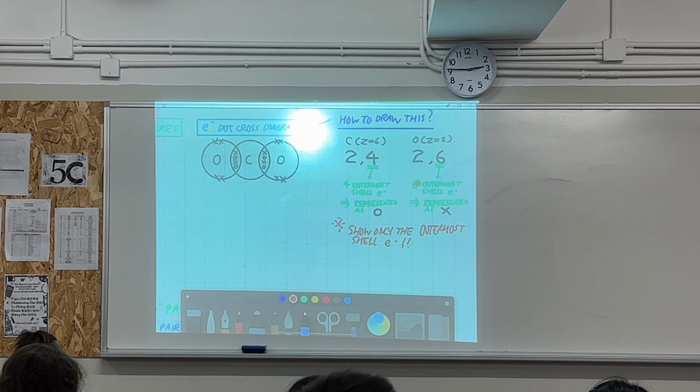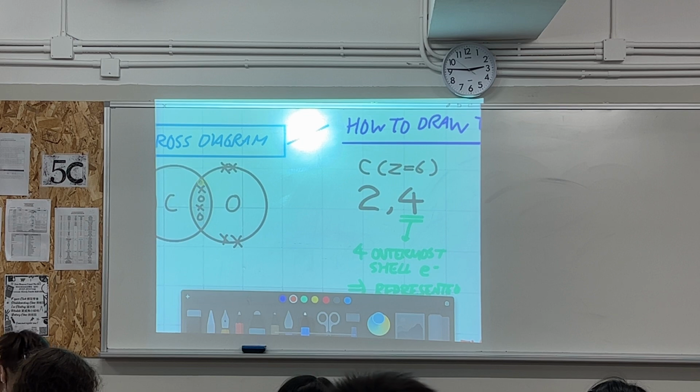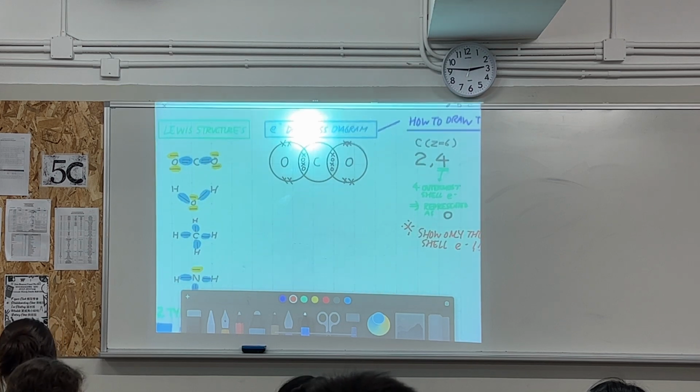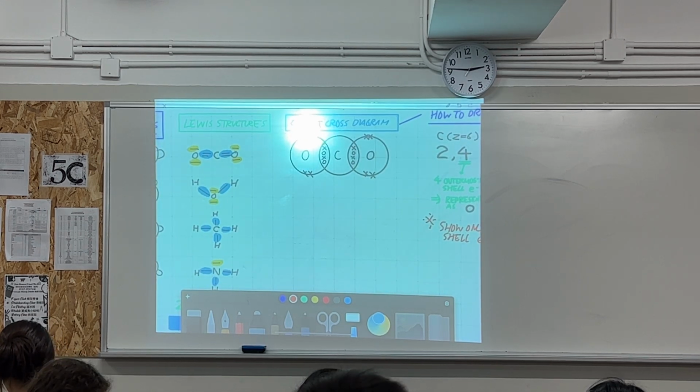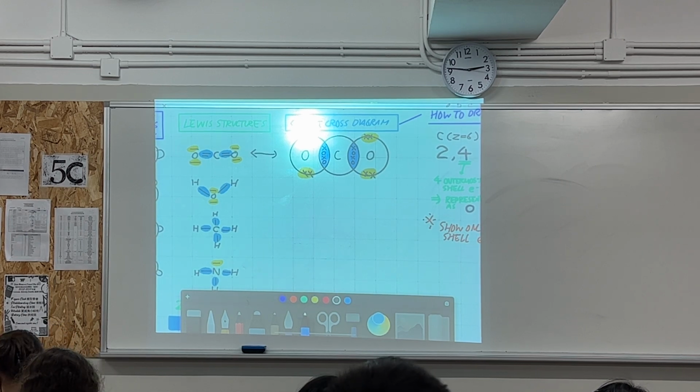Oxygen has 6 outermost shell electrons, which means there should be 6 crosses. If you count, just focus on this oxygen. You see 1, 2, 3, 4, 5, 6. So what's the difference between putting electrons outside the overlapping region and inside the overlapping region? When you put electrons in the overlapping region, those are the bonding electron pairs. And those you put on the outside are the non-bonding electrons. Do you see the relation between these two types of structure?